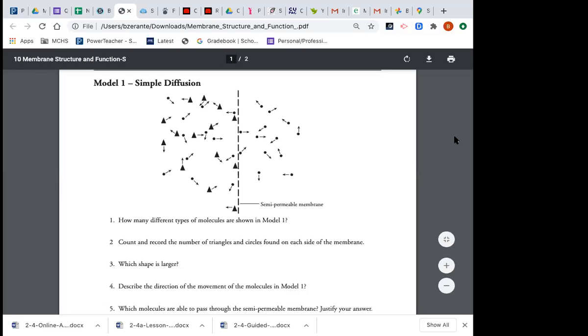So number 2, count and record the number of each shape. So start on the left side, and I want you to try to count how many triangles are on the left side, how many circles are on the left side. Then on the right side, how many triangles are on the right side, how many circles are on the right side. So count those up. It will probably take about 30 seconds. Okay, look up when you're done.